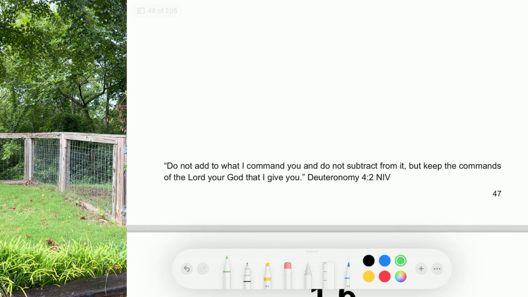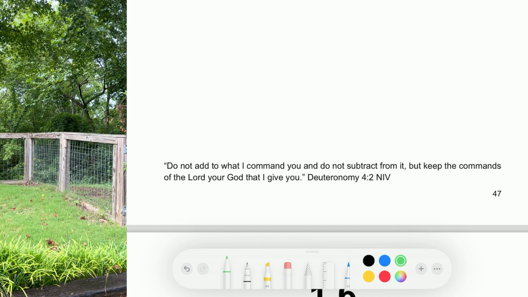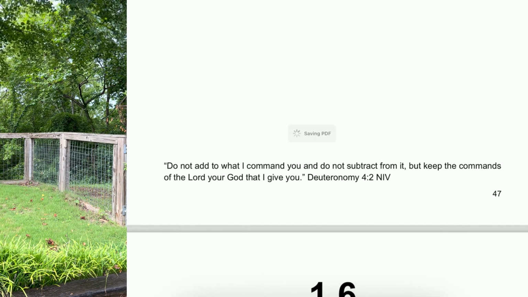Before we go, let's read our Bible verse. Do not add to what I command you, and do not subtract from it, but keep the commands of the Lord your God that I give you.